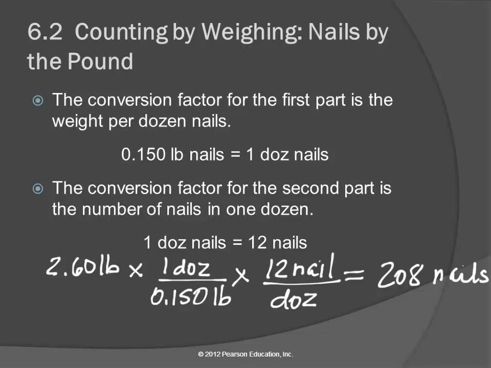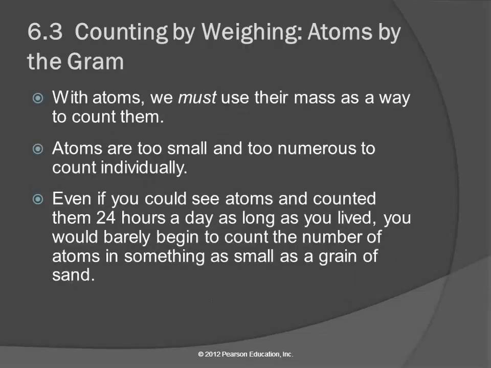This chapter is where we really start applying the things we learned in chapter 2 about dimensional analysis. With atoms, we have to use their mass as a way to count them because they're way too small. And they're too numerous also. This is a great little blurb here. Even if you could see atoms and counted them 24 hours a day as long as you lived, you would barely begin to count the number of atoms in something as small as a grain of sand.